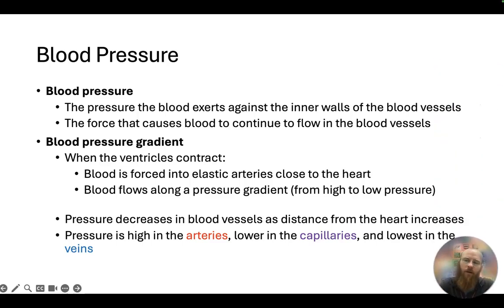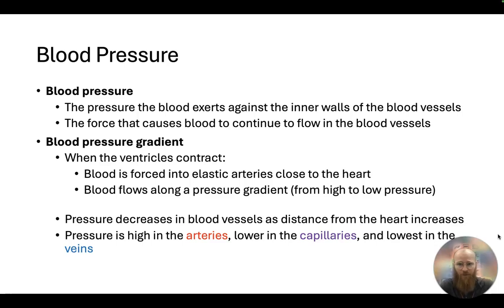So, blood pressure. Whenever we're talking about blood pressure, this is just the pressure that blood is exerting against those inner walls of the blood vessels every time that the heart beats. The force that causes blood to basically continue flowing. So we always are going to have a blood pressure gradient.